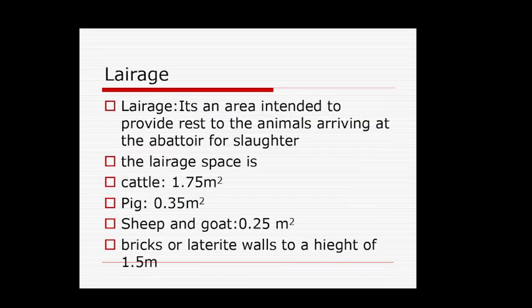Then we have the lairage. What is a lairage? Lairage is an area that provides rest to the animal that arrives at the abattoir for slaughter. You rest the animal in there. In cattle the space is 1.75 square meter, in pig 0.35 square meter, in sheep and goat 0.25 square meter, and the brick or lateral walls are 1.5 meter.